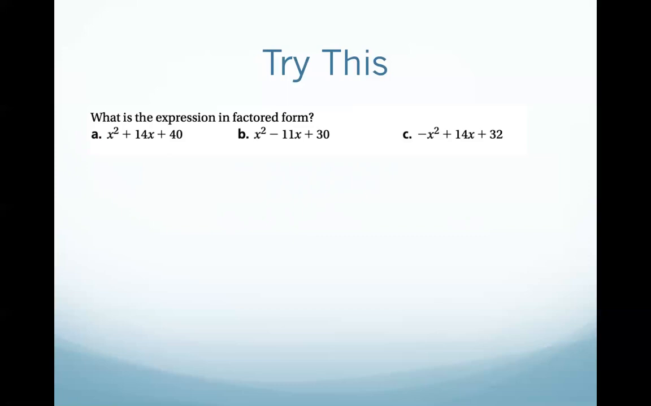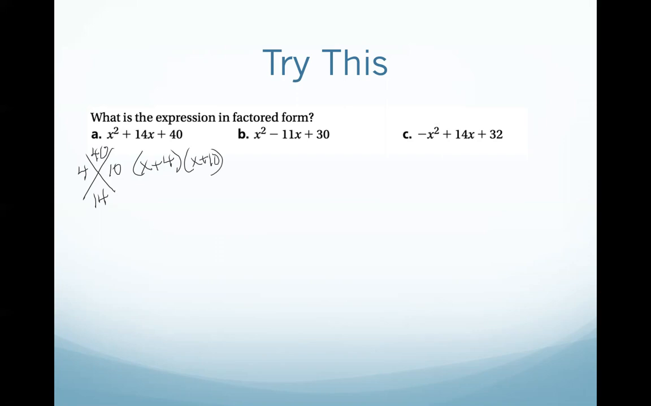All right, on our first one, I'll continue to use the X or the diamond method. If you used a different method, that's okay. Two numbers that add to 14 and multiply to 40, that is 4 and 10. So that's going to be x plus 4 times x plus 10.